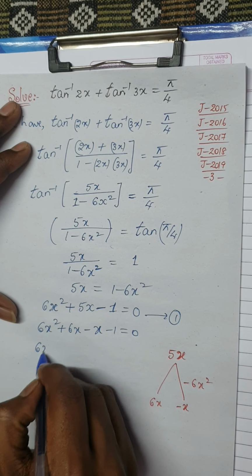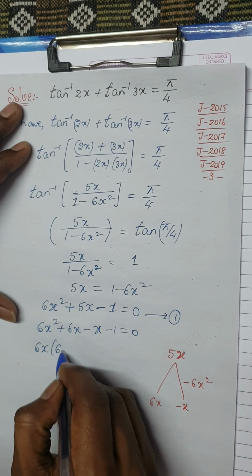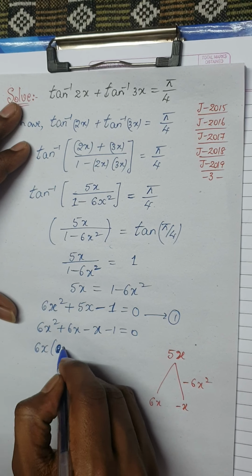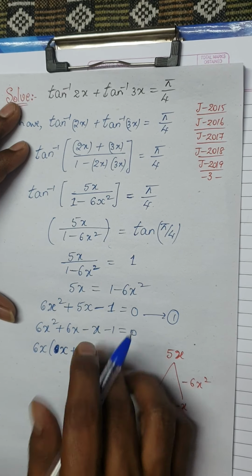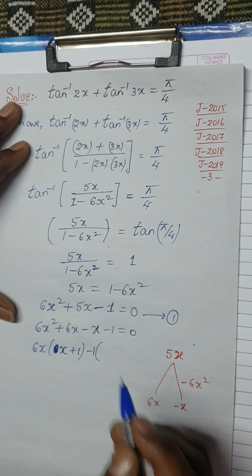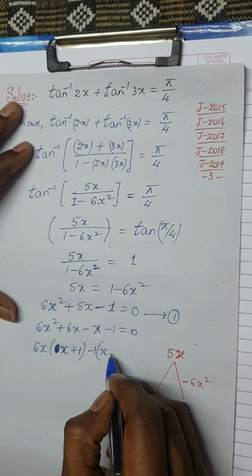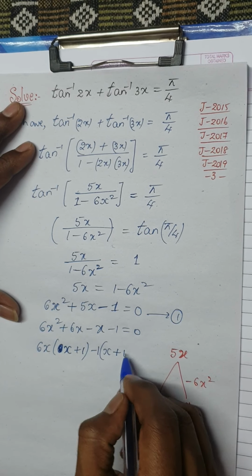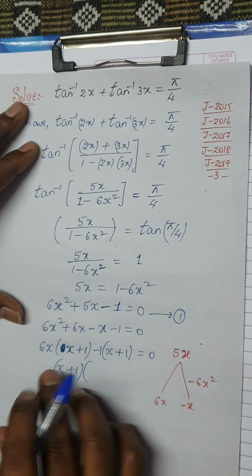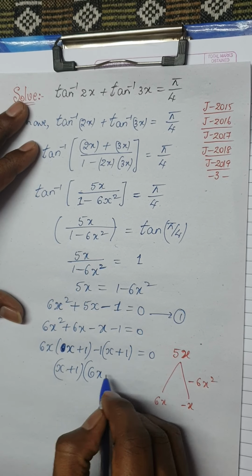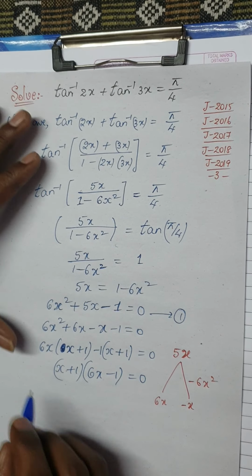Taking 6x common in the first two terms, 6x is taken outside, I am just left over with x plus 1. In both the terms I have minus 1 outside, I will get x minus of plus is minus 1 is equal to 0. So the terms I have here, x plus 1 into 6x minus 1 is equal to 0.